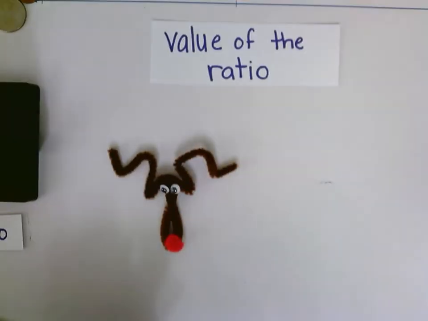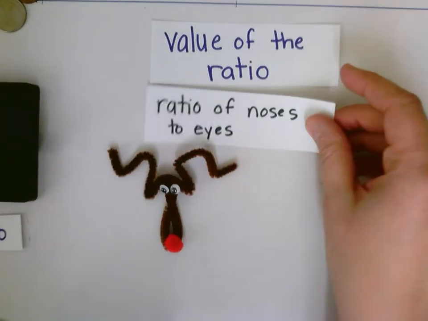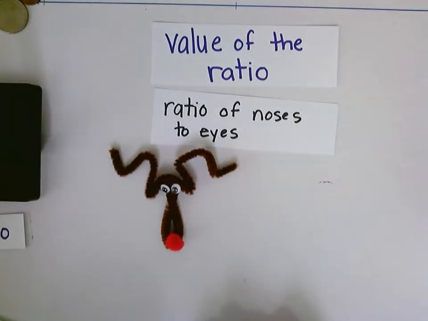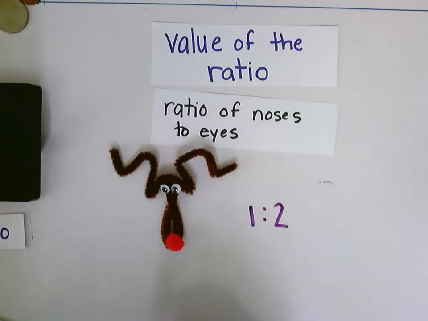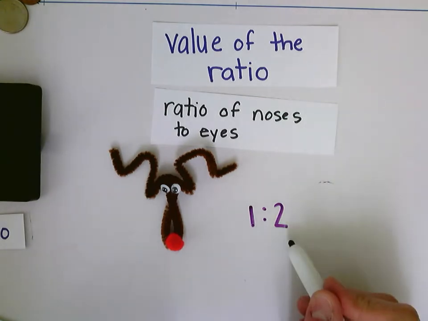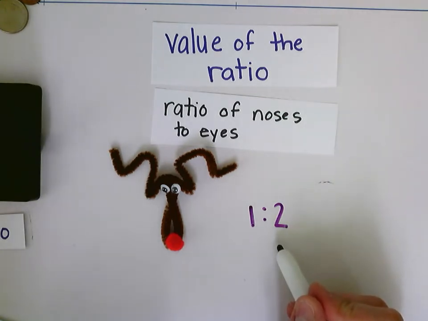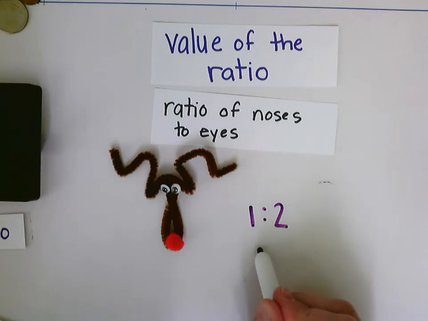Let's see if we can come up with a ratio of noses to eyes for this reindeer. You see that I have one nose for two eyes. So the ratio of noses to eyes is 1 to 2. I can write my ratio out like that. The value of my ratio is when I write it as a fraction or as a whole number. I'll show you how we could do that in a second.